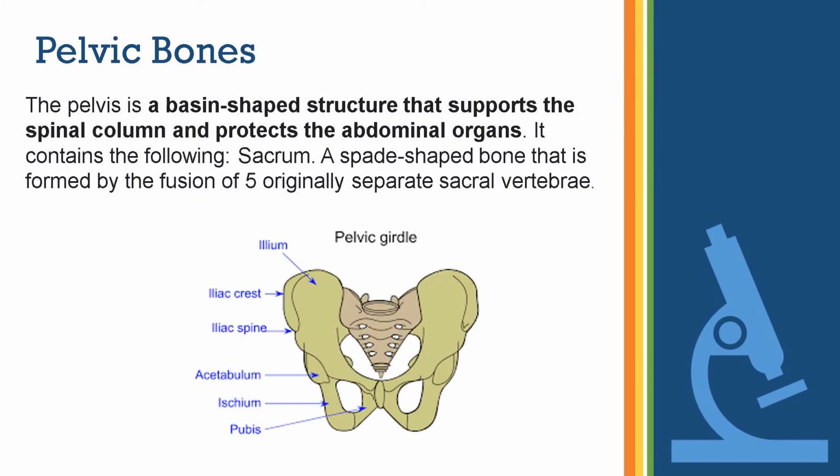Pelvic bones. The pelvis is a basin-shaped structure that supports the spinal column and protects the abdominal organs. It contains the following: sacrum, a spade-shaped bone that is formed by the fusion of 5 originally separate sacral vertebrae. And these are the parts of the pelvic girdle.